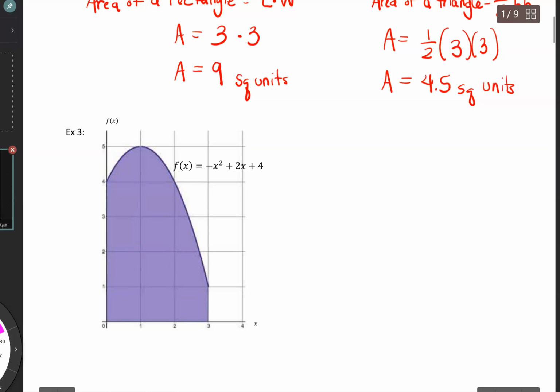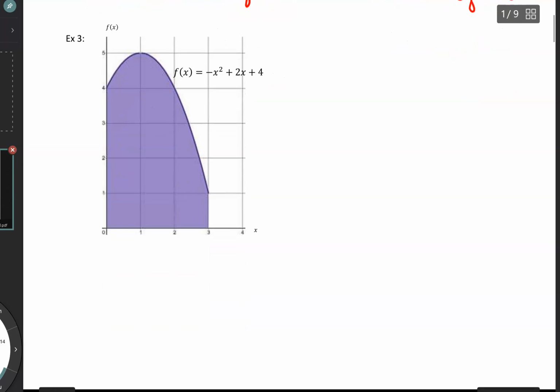So what we're going to do is we're going to break this shape into smaller shapes that we know a formula for. And the shape we're going to use today is going to be a rectangle. So we're going to break this shape up into smaller rectangles that we can calculate, and we're going to try to estimate the area. So I'm going to do that on the next page.